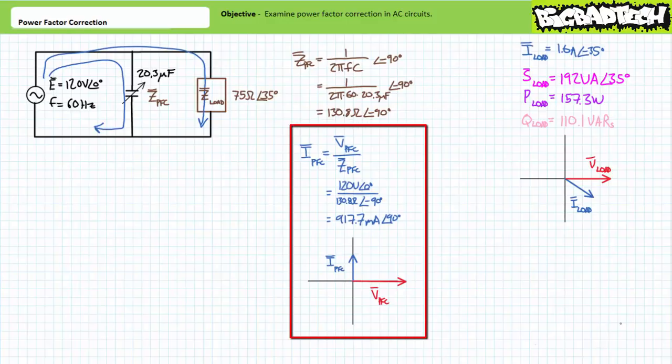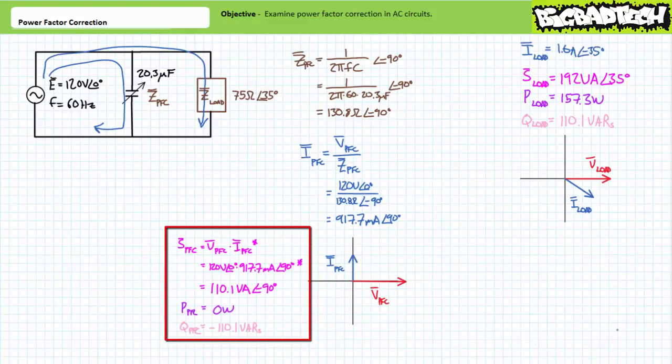Ohm's law demonstrates current through the power factor correcting capacitor will be approximately 917.7 milliamperes at an angle of positive 90 degrees. The phasor diagram illustrates current through the power factor correcting capacitor leads voltage across it by 90 degrees. Apparent power delivered to the power factor correcting capacitor is the complex conjugate of voltage times current. Substituting in our given values yields an apparent power figure of 110.1 volt amperes at an angle of negative 90 degrees. Resolving this into its real and reactive components demonstrates the power factor correcting capacitor is directing 0 watts towards real power and negative 110.1 vars towards a reactive interchange.